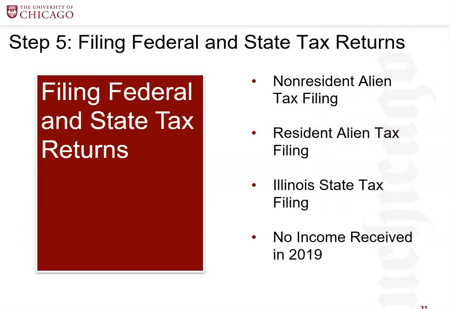Okay, step number 5, filing federal and state tax returns. We'll talk about filing as a non-resident alien. We'll talk about filing as a resident alien. We'll talk about filing your Illinois state tax. And we'll talk about what to do if you had no income received in 2019.